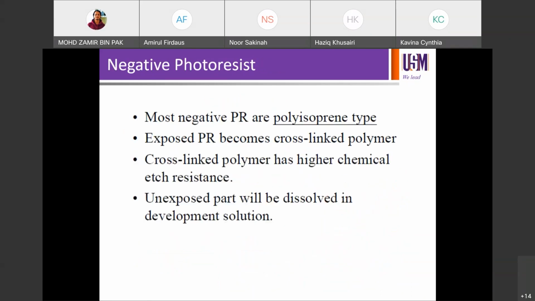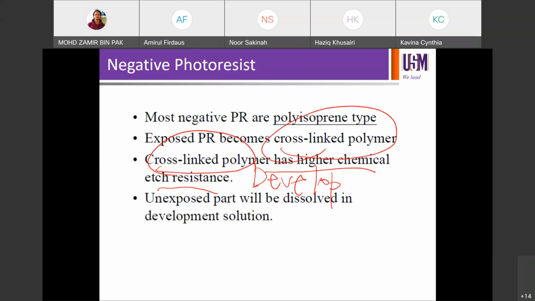Negative resist, most negative resists are polyisoprene type. This is the polymer. Exposed resist becomes cross-linked polymer. Cross-link polymerization, that's why it hardens, but dia lagi kuat. Cross-linked polymer has higher chemical etch resistance. That's why when you develop, dia tak akan remove sebab dia ada higher chemical etch resistance due to cross-linking atau cross-polymerization. So that's why for the negative resist, when you expose, it will be hardened and left there. So it will be able to withstand the higher resistance of the etching. In this case, the timah. Unexposed part will be dissolved in the development solution.